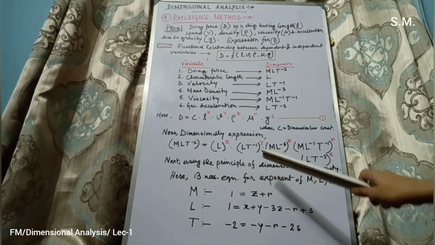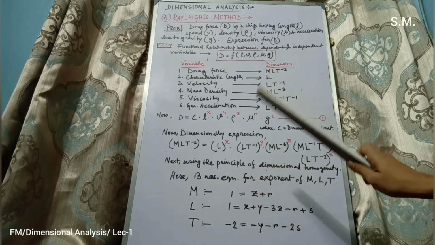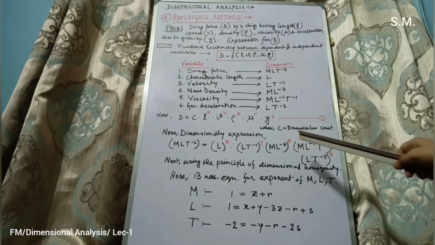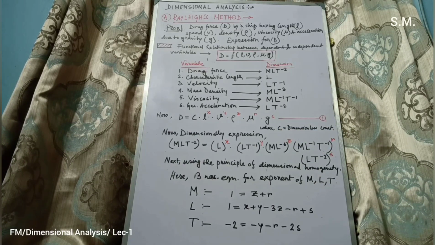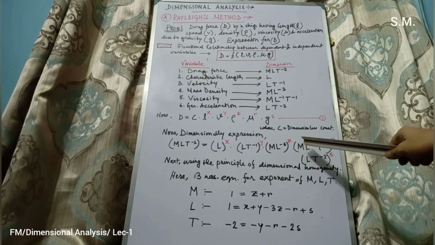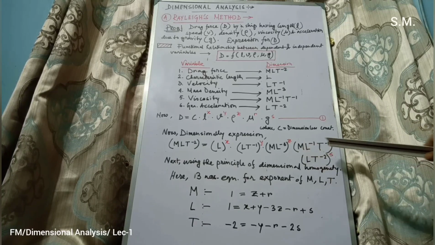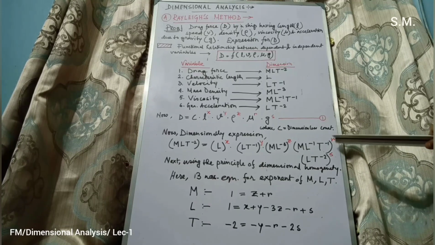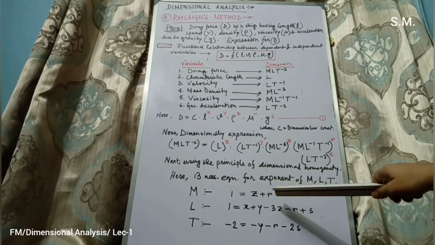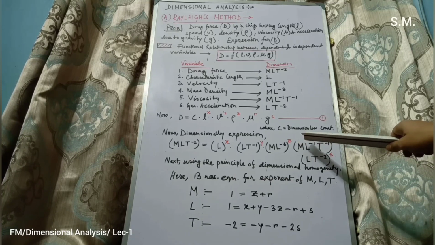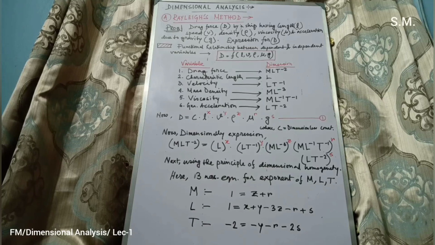Then we find the next one. In the viscosity there is M, and its power is r. Since there is no inverse sign above the M, we put plus r.